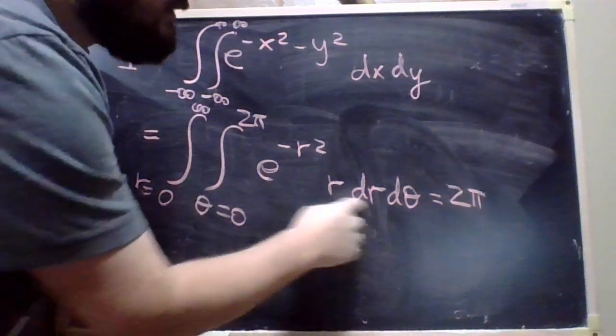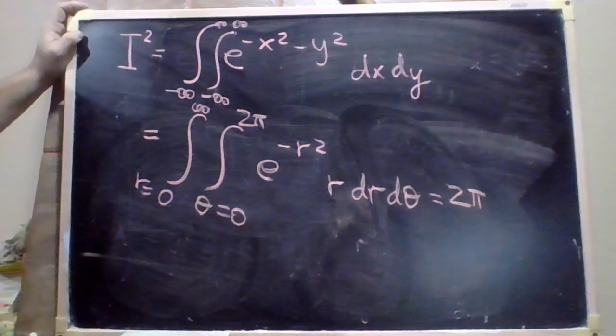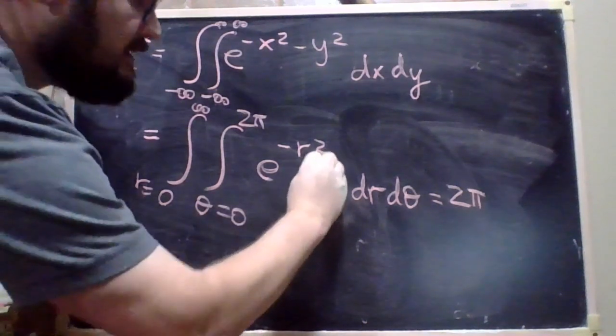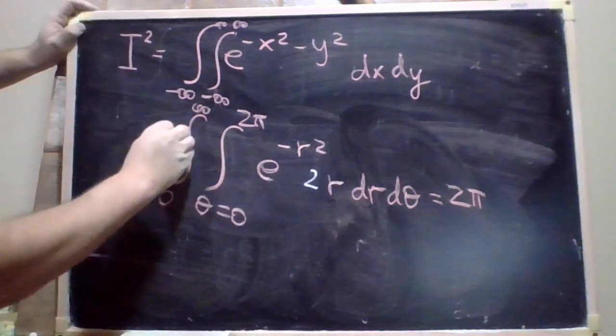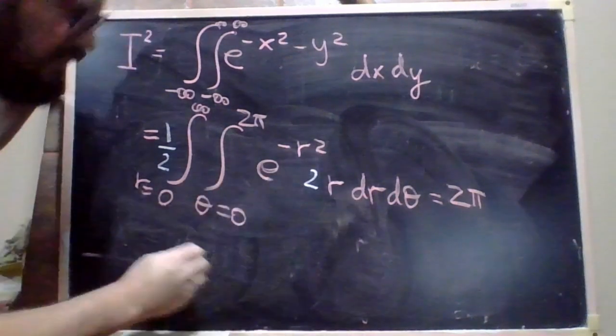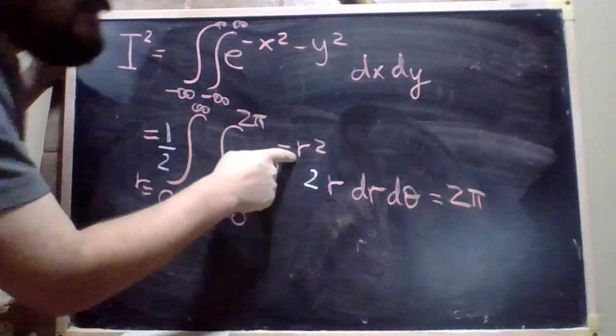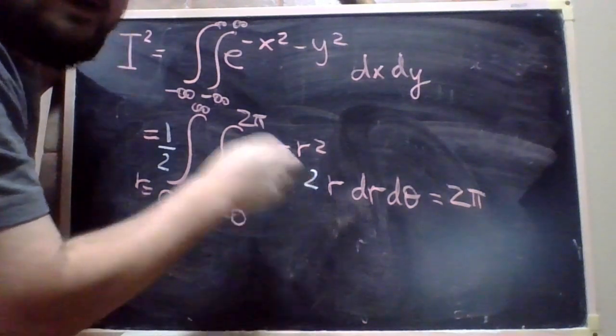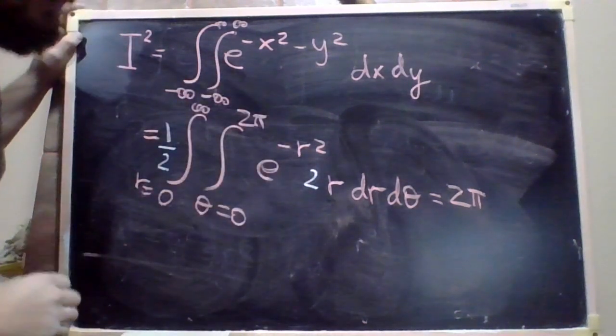r dr is just, we are missing a factor of 2. If you plug in 2 here, we can divide the integrand by 2. 2r dr is just the differential for r squared. So it gives you an exact integral, all right?